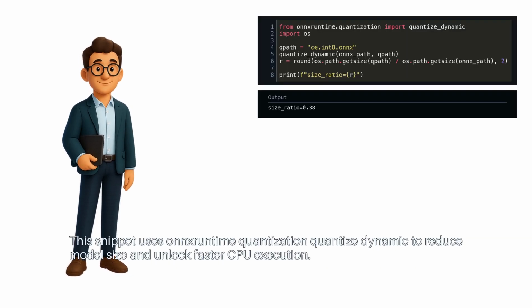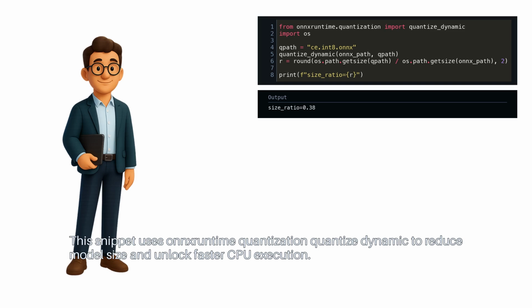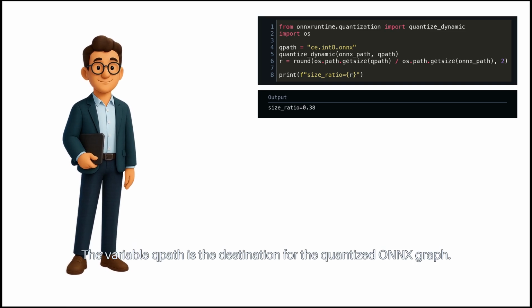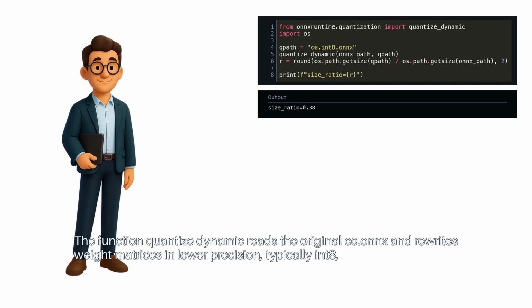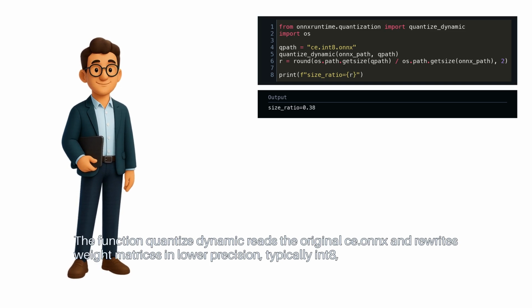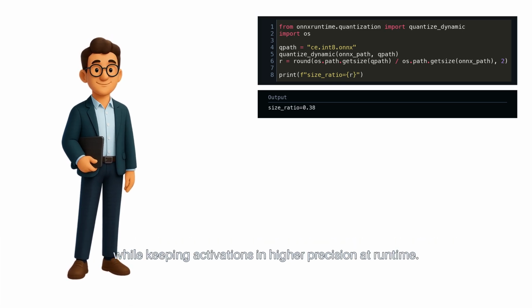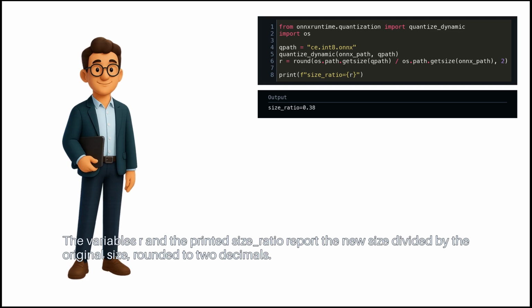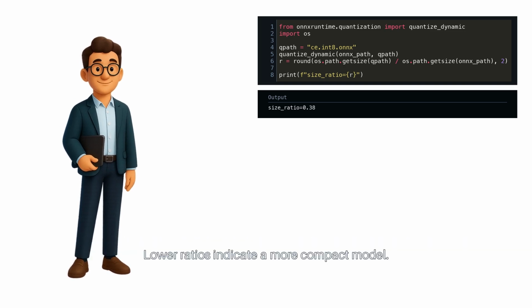This snippet uses ONNX Runtime Quantization's quantize_dynamic to reduce model size and unlock faster CPU execution. The variable QPath is the destination for the quantized ONNX graph. The function quantize_dynamic reads the original ce.onnx and rewrites weight matrices in lower precision, typically int8, while keeping activations in higher precision at runtime. The variable R and the printed size ratio report the new size divided by the original size, rounded to 2 decimals. Lower ratios indicate a more compact model.